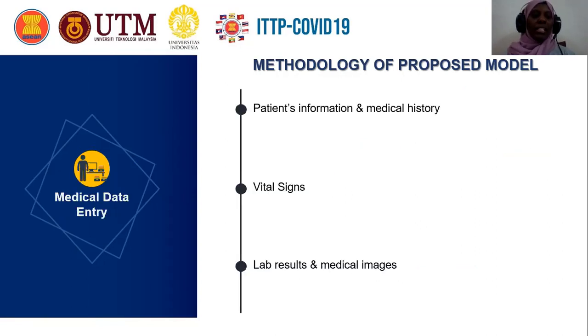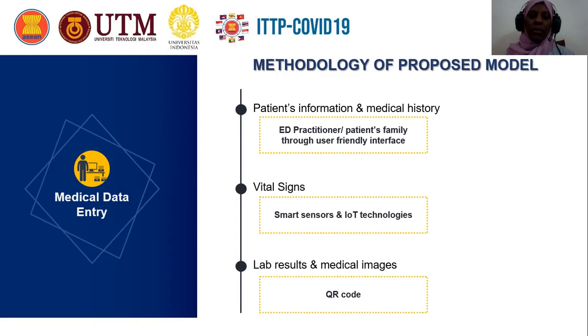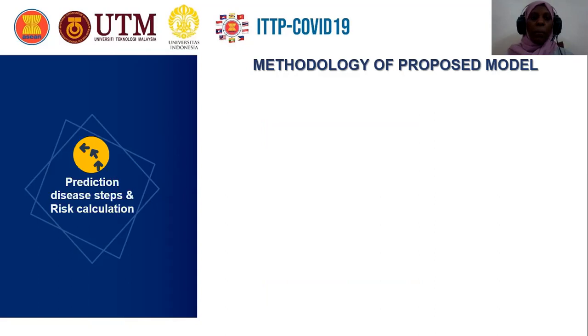The third aspect is the medical data entry. There are different types of data that are very important in the process of diagnosis and treatment, like the patient's general information and medical history, and this can be taken by the ED practitioner or the patient's family through a user-friendly interface. Also the vital signs, which may be very important to monitor in real time, will be taken by smart sensors and Internet of Things technologies. And for the lab results and medical images, by utilizing QR code, these results will be transferred immediately to the computing cloud and then to the system.